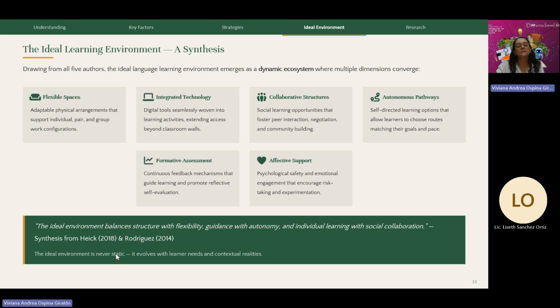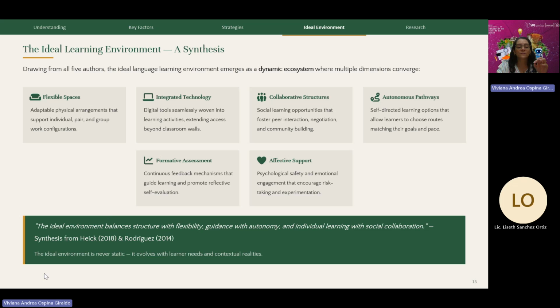So according to these authors, the ideal environment balances structure with flexibility, guidance with autonomy, and individual learning with social collaboration. So this ideal environment is never static, it's a dynamic ecosystem. It evolves, it changes, it moves according to the learner's needs and the context. So it's important to get to know your learner, important to know his context.